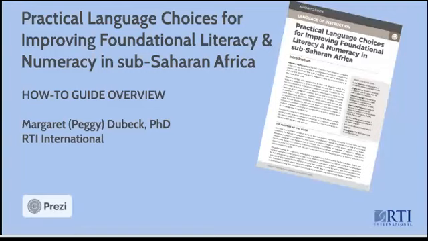My name is Peggy Dubeck. I'm a researcher at RTI International, interested in the role that the language of instruction has to support learning. I'm one of the authors of this guide on practical language choices.